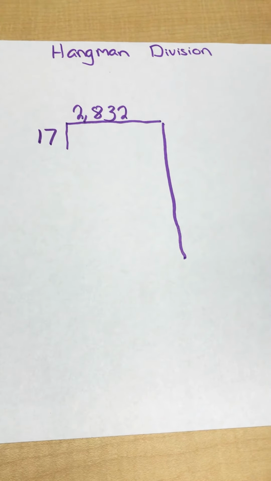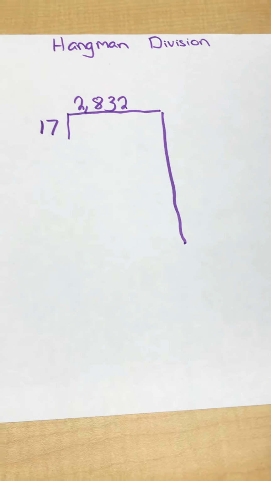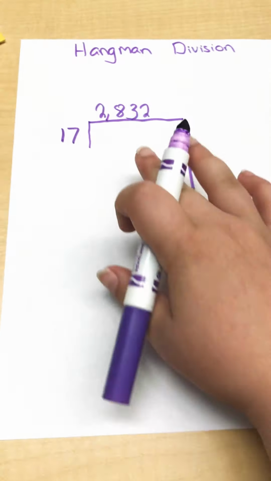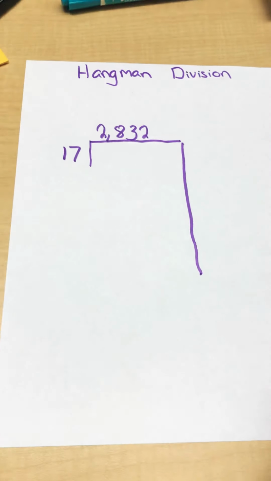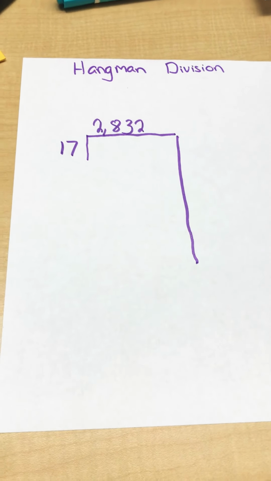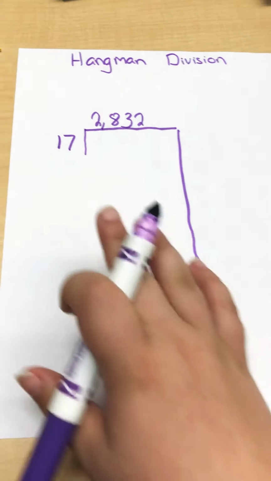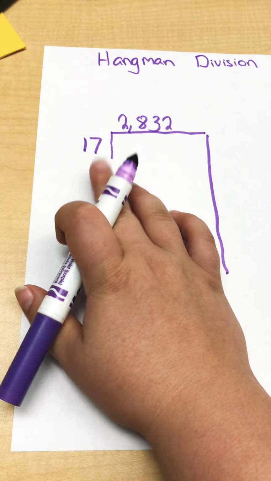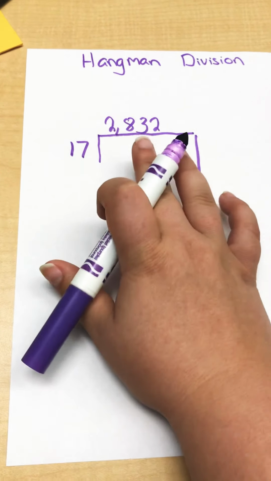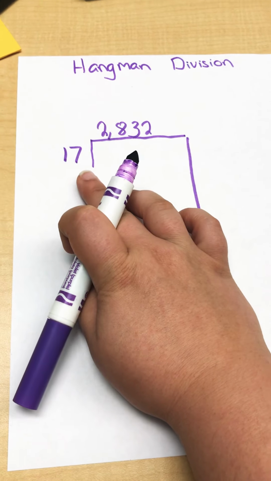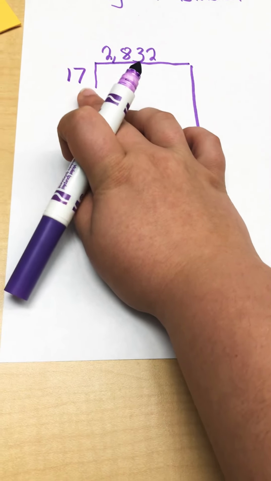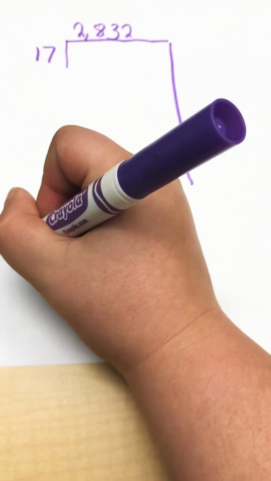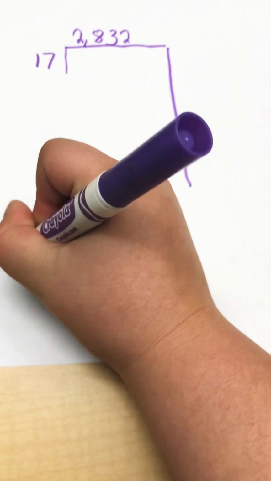Now what we're doing is we're looking for partial quotients or partial answers to fill in our box, or to fill out down here. And in this box, we're going to be doing our subtraction. So let's say we're going to try and figure out how close to 2,000 we can get 17. So I'm going to see what 17 times 100 is.